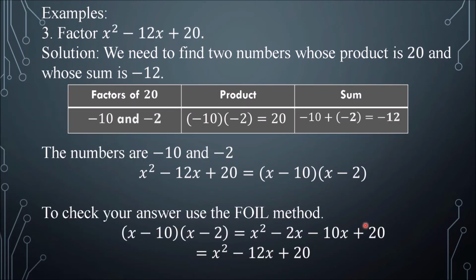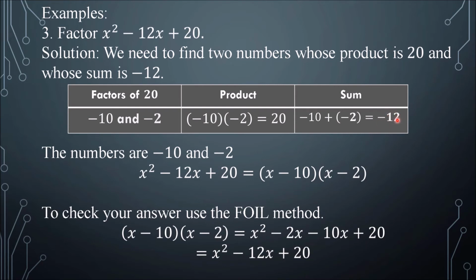Next, we have number 3, factor x squared minus 12x plus 20. Again, the first step, we need to find two numbers whose product is 20 and whose sum is negative 12. Why negative 12? Because the middle term is negative 12. Now, factors of 20 whose sum is negative 12 is negative 10 and negative 2. Why negative? To have a sum of negative also. Because we need to have a sum of negative 12.